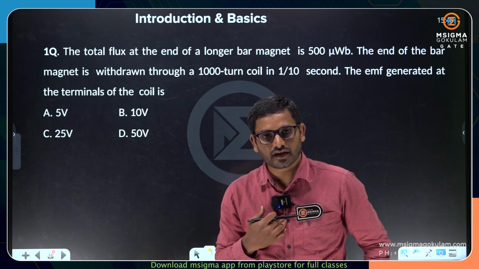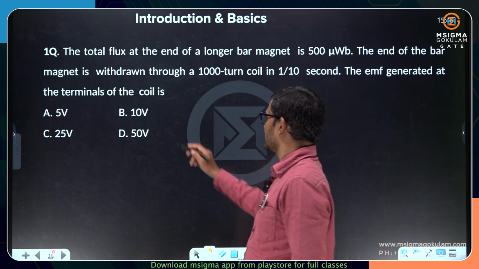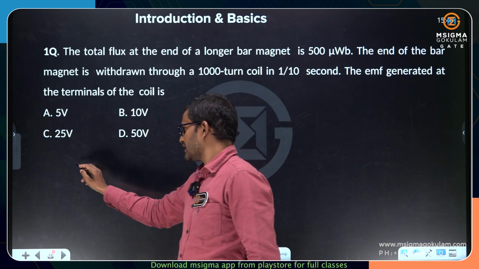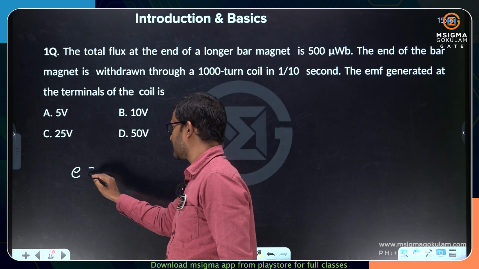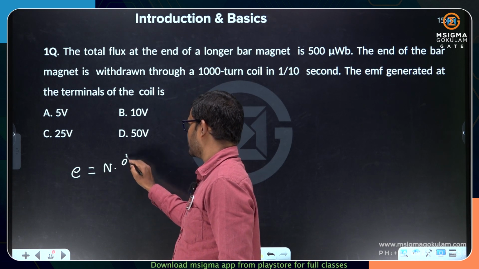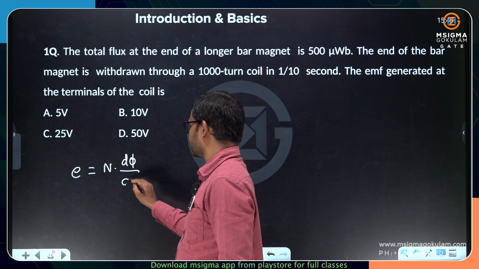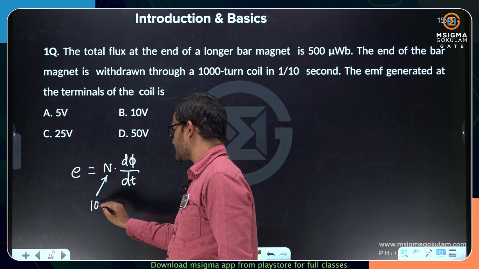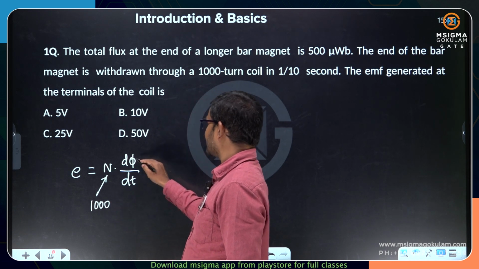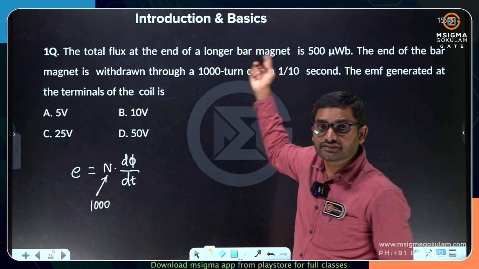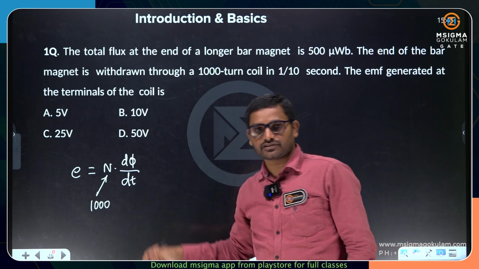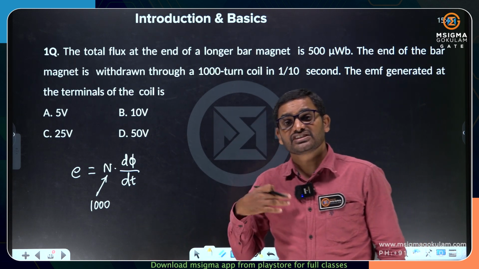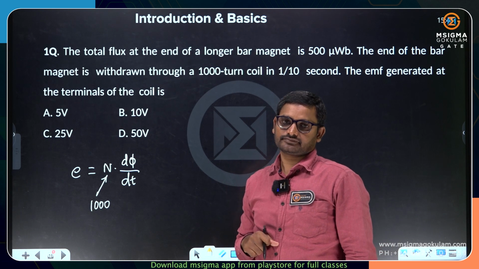What do we know so far? We know the EMF equation, and he is asking for the EMF only. The EMF equation can be taken as N into d phi by dt. We know N, this is 1000 turns. He has given the flux lines at the end of the bar magnet and the time also. We have to calculate the change in flux lines and the change in time.